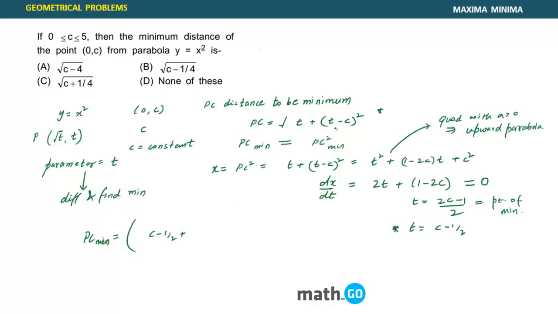plus this will be c minus... can you calculate this now for me? Yes, so it will be something like 1 by 2 whole square, right? And this will be the under root part. So simply I can say this is nothing but (c minus 1) by 4, and this is the answer we are looking for. Hence the B part is the option.